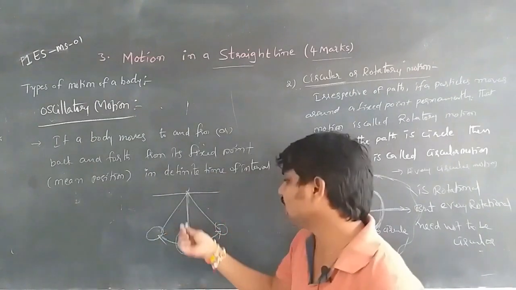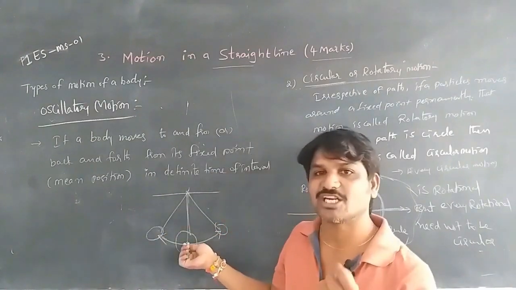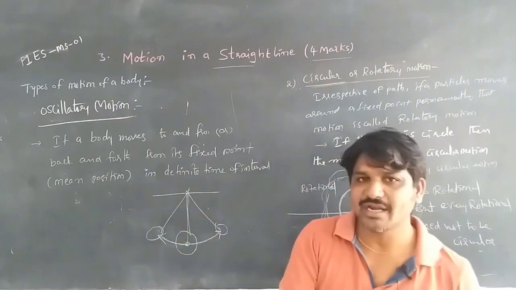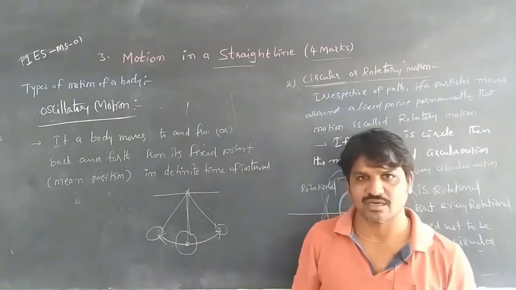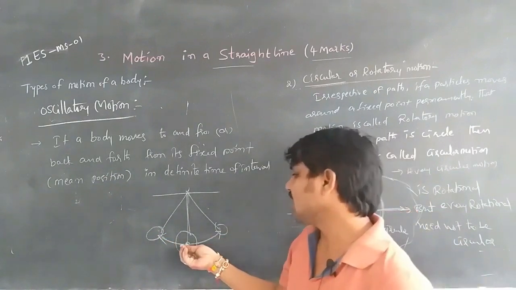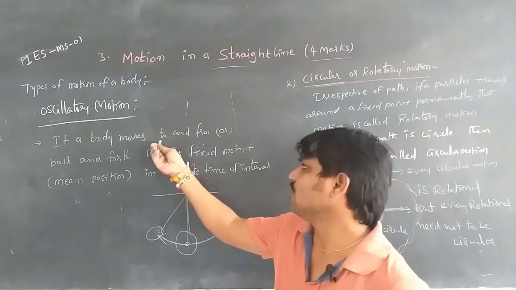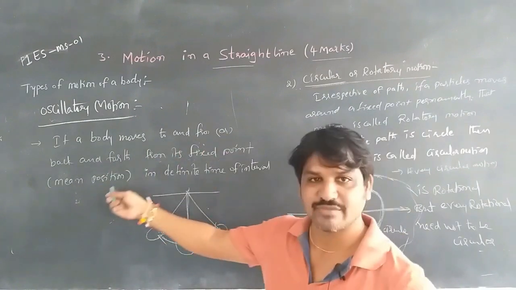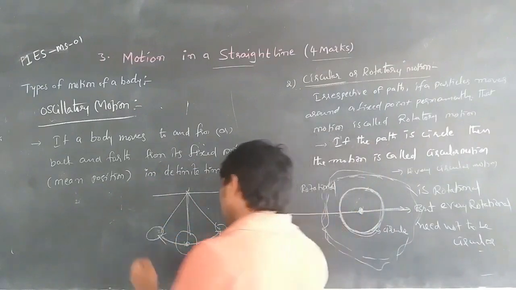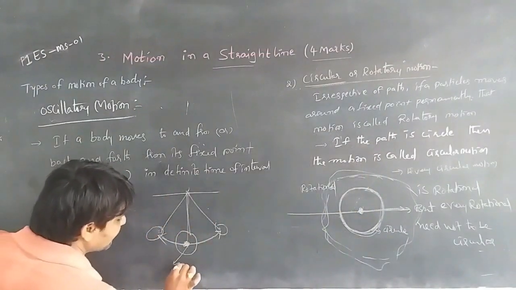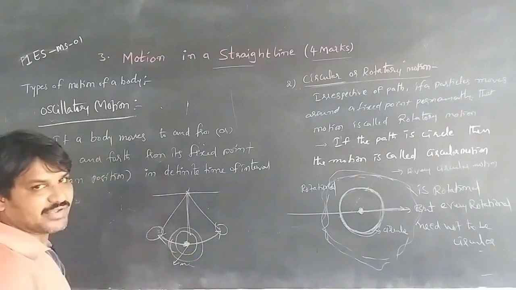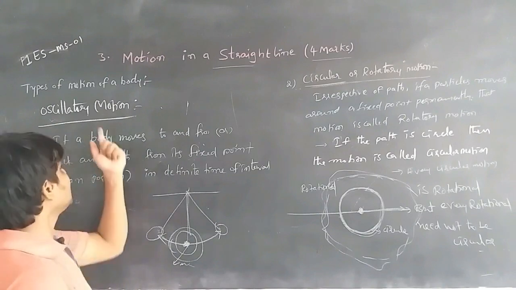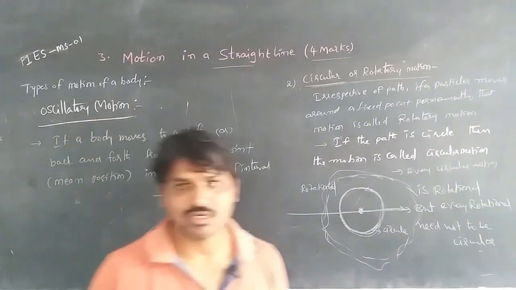If the body is moving to and fro from that fixed point in a definite interval of time, it is a uniform motion, meaning the time taken to complete each oscillation is equal. So the body moves to and fro from its mean position. This position is called the mean position. Motion in a definite interval of time like this is called oscillatory motion. This is about the types of motion.